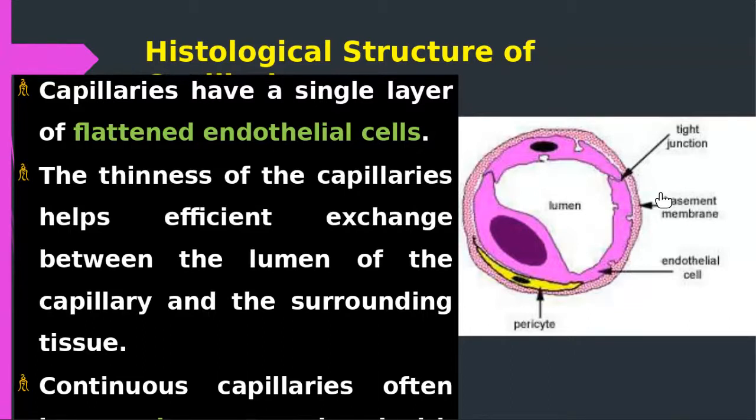Now, the continuous capillaries have pericytes. If you can see, there is a yellow colored cell. This is called a pericyte. The continuous capillaries have pericytes associated with them, which lie just underneath the endothelium of blood capillaries and are a source of new fibroblasts. You just have to remember that capillaries consist of flattened endothelial cells and also pericytes. Just remember this simple thing.